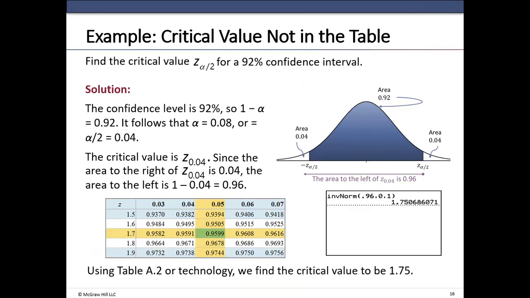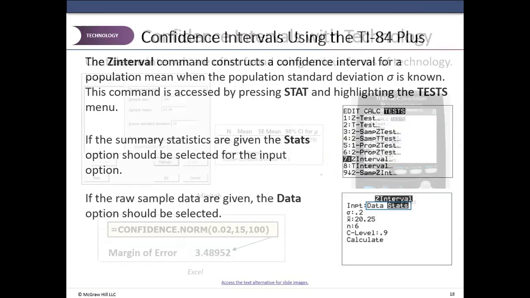So they want to find Z alpha by 2. The area to the left of it is 0.92 in the center plus 0.04 in the left tail, which is 0.96. So we go second VARS, 3. The area is 0.96, mean is 0, standard deviation 1. Paste, enter and enter. And it's the same value, positive, 1.75068. That's how we do it.